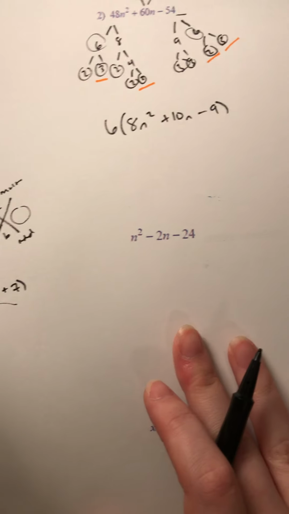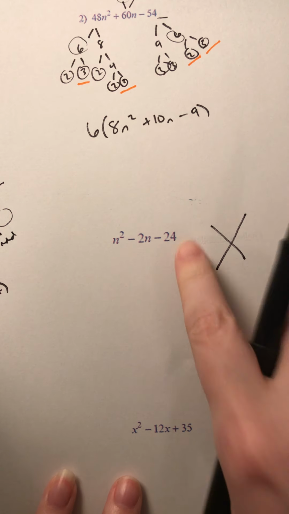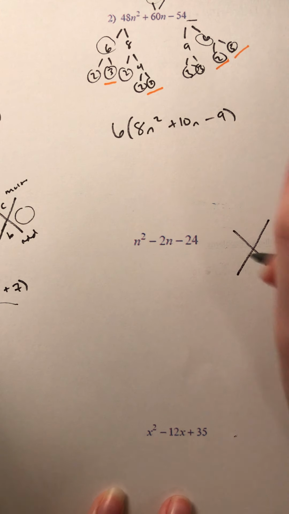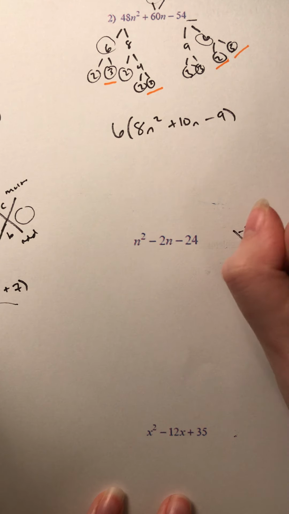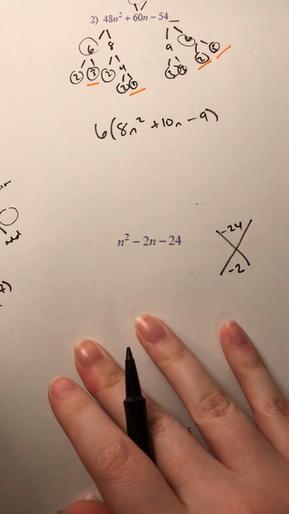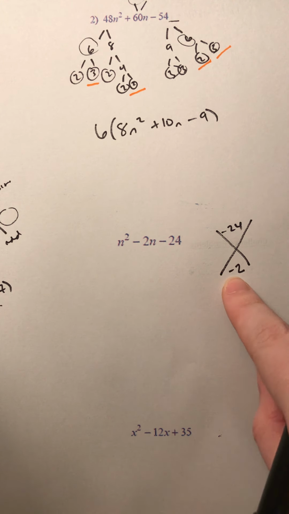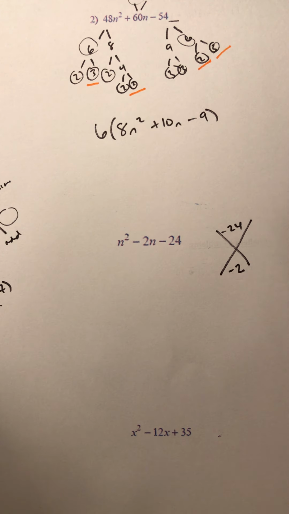So let's try this one. I'm going to set up my diamond. So the last one, your C value goes up top. I want to multiply to negative 24 and add up to the middle, negative 2. So think about what multiplies to negative 24 and adds up to negative 2. So take a second. We can try things, right? What multiplies to 24? There's 2 and 12. There is 3 and 8, 6 and 4.